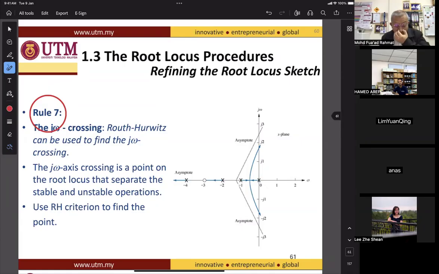Okay, sorry about that. So rule number 7, we already finished rule 1 until rule 6, and then we go to rule number 7, which is the intersections between the root locus and the imaginary axis. The blue line is the root locus, and this one is the imaginary axis.